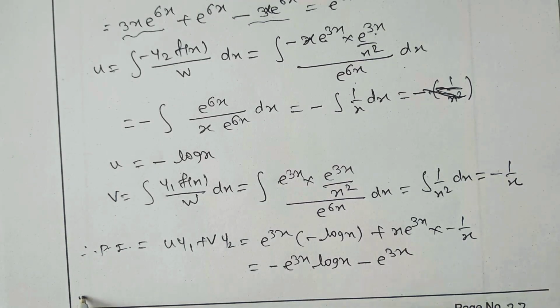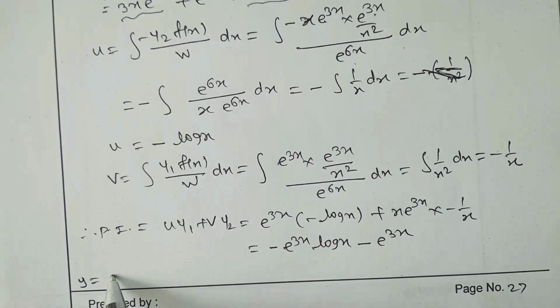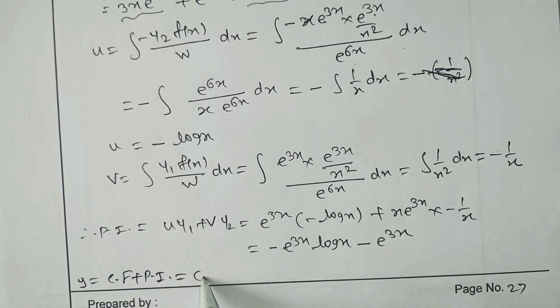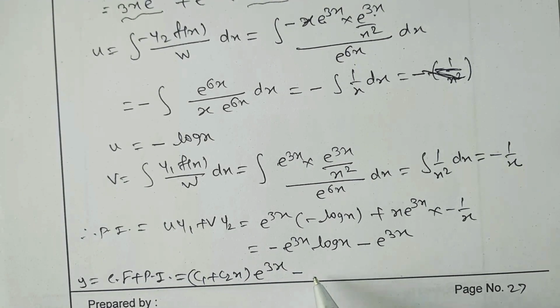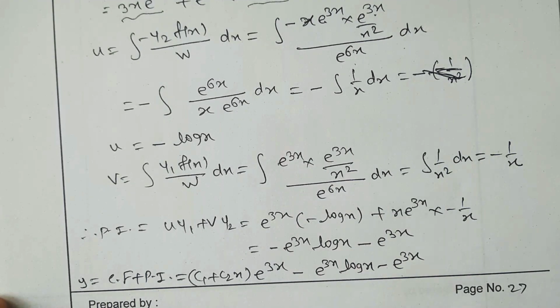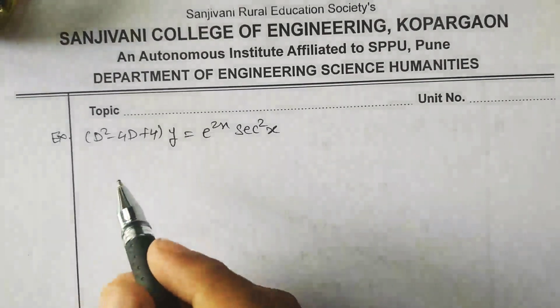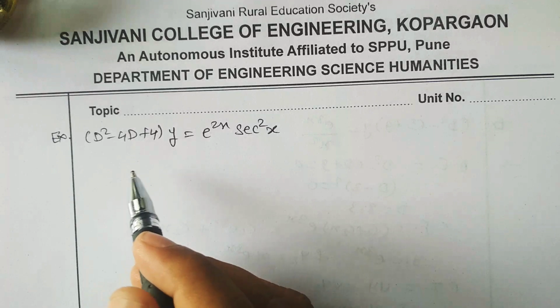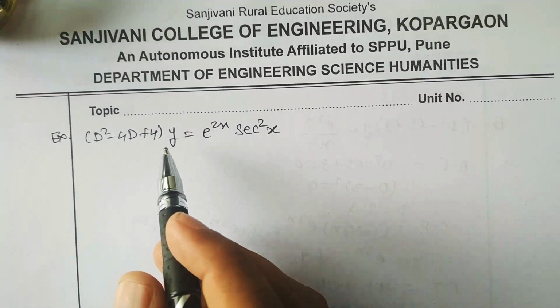Then the general solution, y = CF + PI. The value of CF is (C1 + C2x) e^(3x), and PI is -e^(3x) log x - e^(3x). So that is our final answer.